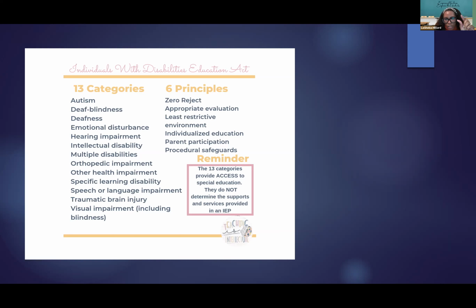Right. It's one word that you forgot to put in there. Start with the F. Free. There you go. Free appropriate education, which is zero reject. We used to call it FAPE. They still call it FAPE in certain areas, but zero reject is one. Appropriate evaluation. Anyone want to chime in on that?